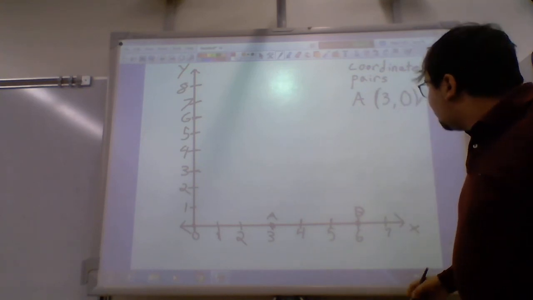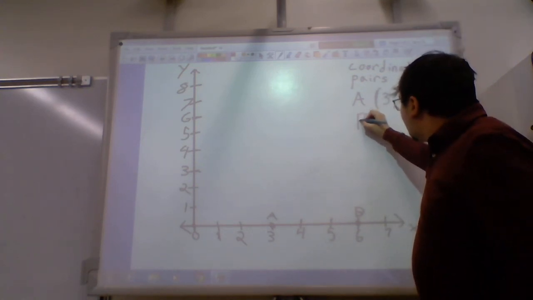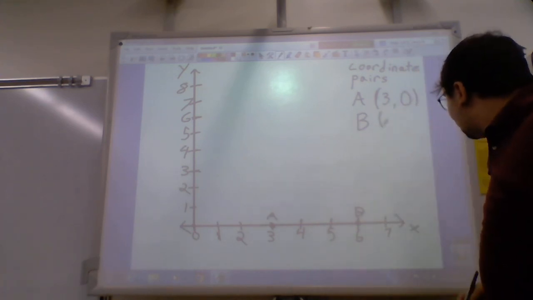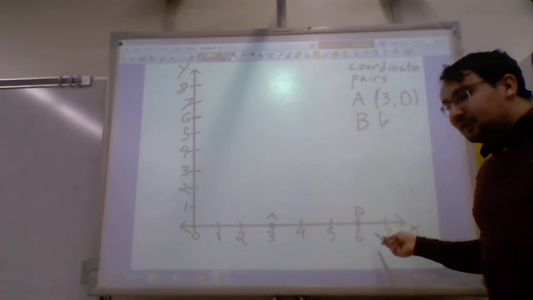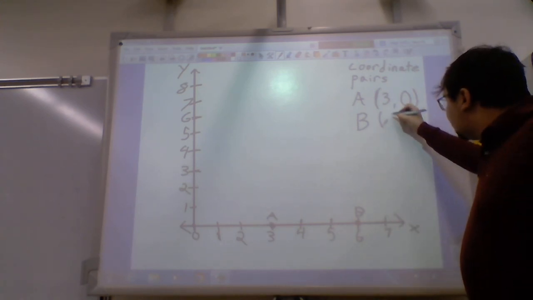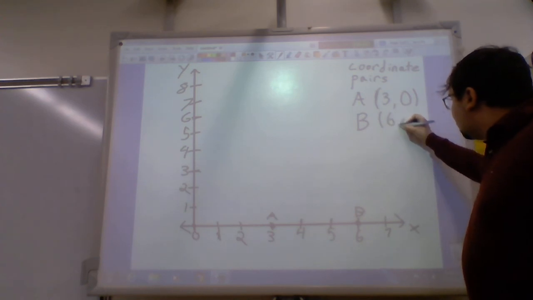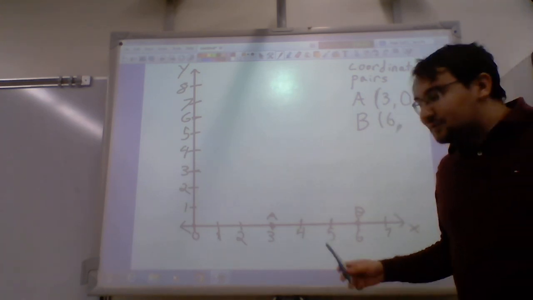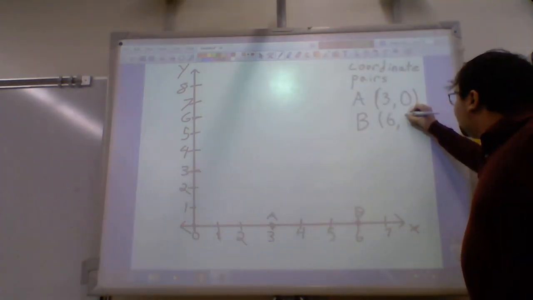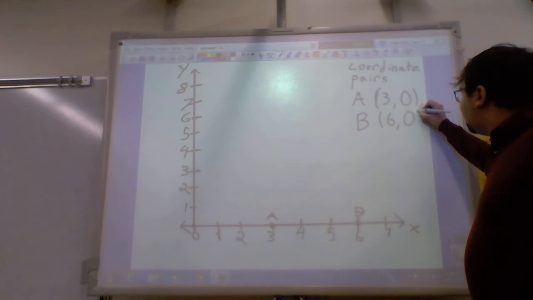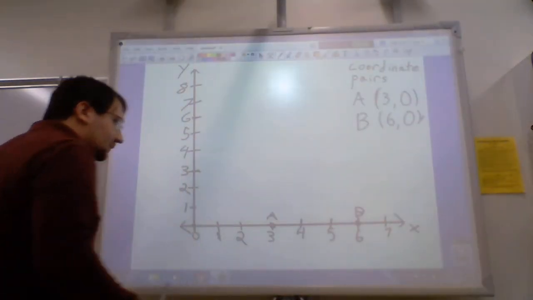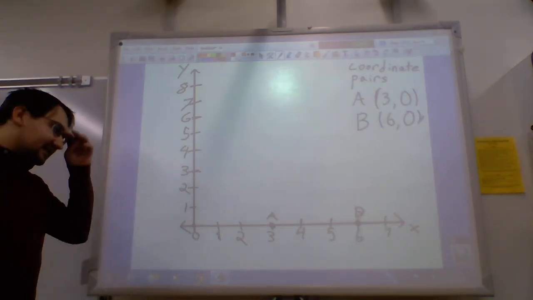If you look at our coordinate pair for B, well, put our first parenthesis. We talk about our X first. So its coordinate on line X is 6. And its coordinate on Y, go all the way over to Y, well, it's at 0. So B is (6, 0).